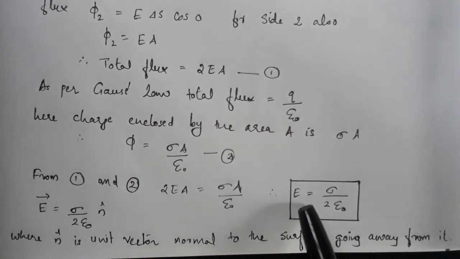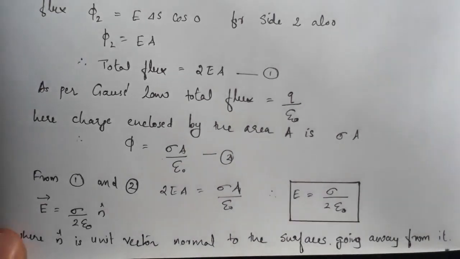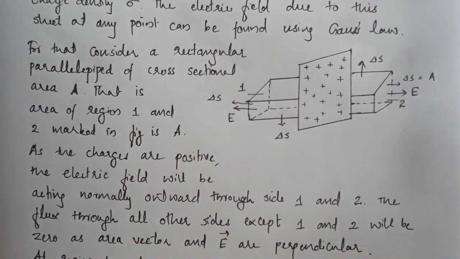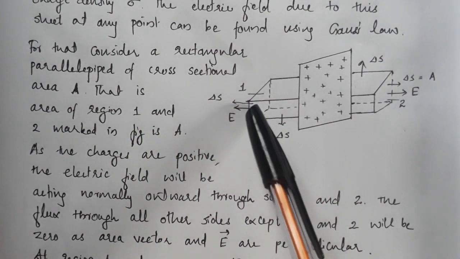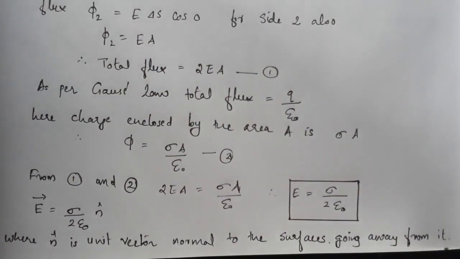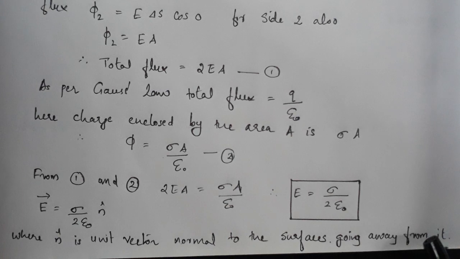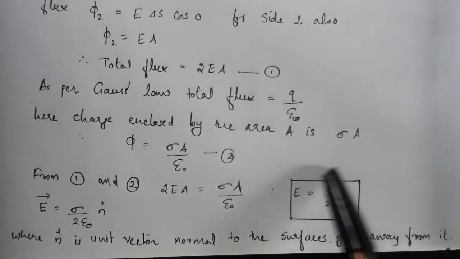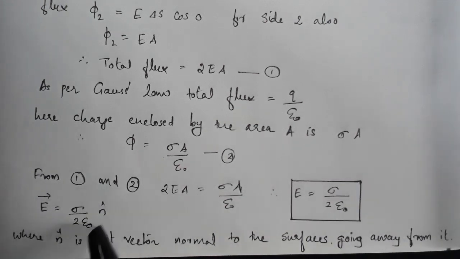And this electric field is acting perpendicular to the surface, that means acting normally outward. Here this electric field is acting normally towards the right side, here it is normally towards the left side. So I give a unit vector n cap, where the unit vector n cap is a unit vector normal to the surfaces going away from it, outward. So this is the equation for the strength of the electric field, sigma by 2 epsilon 0. In vector form it will be sigma by 2 epsilon 0 n cap.